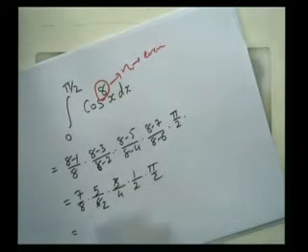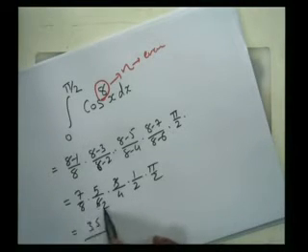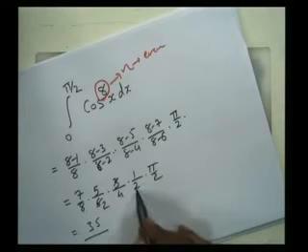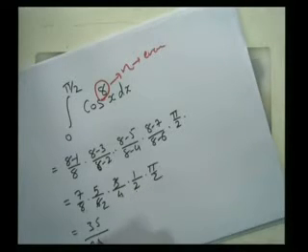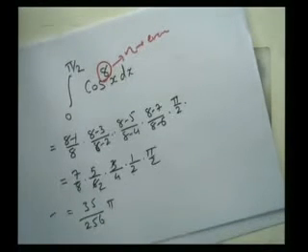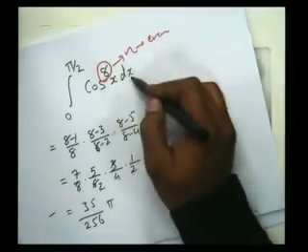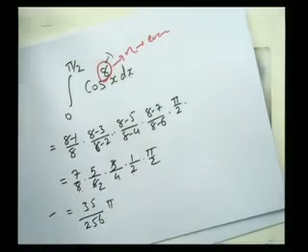3 twos are 6, which gives 35 divided by 8, 16, 64, 128 and 256. The result is 35 divided by 256 into pi. In this way you can apply the reduction formula to find the integration of cos raised to 8x dx, where the power is very big.